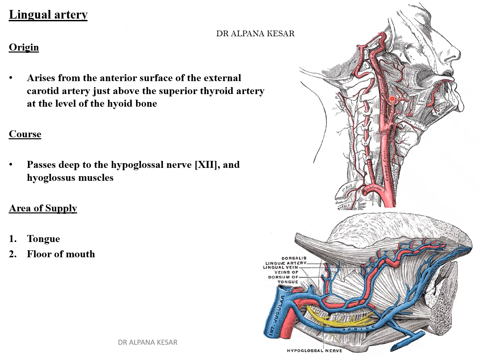Lingual artery. This is the external carotid artery, and from its anterior surface arises the lingual artery. The lingual artery arises from the anterior surface of the external carotid artery above the origin of the superior thyroid artery, opposite the tip of the greater horn of the hyoid bone. The artery passes deep to the hypoglossal nerve and the hyoglossus muscle. The area of supply of the lingual artery is the tongue and the floor of the mouth.